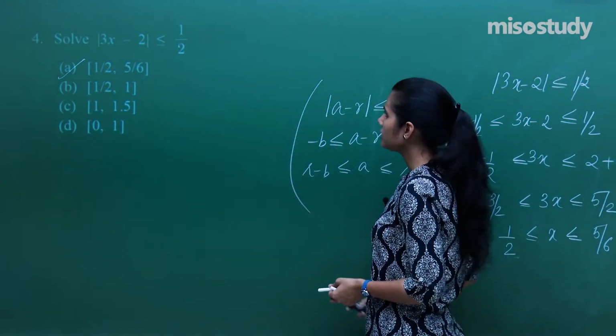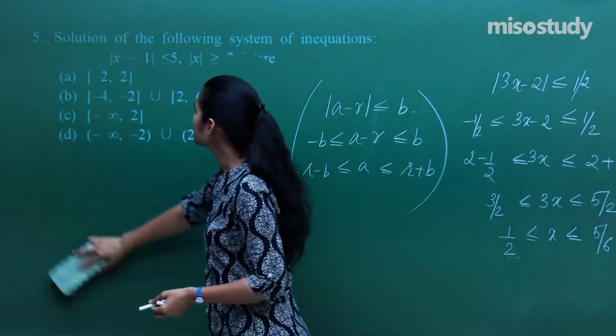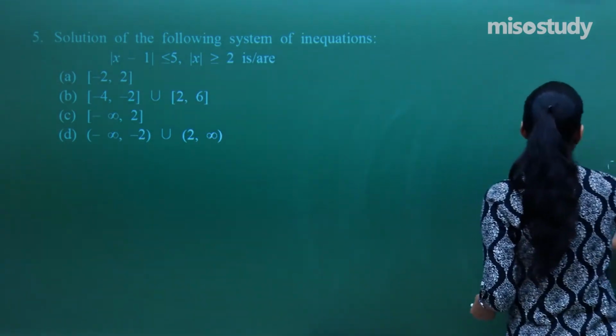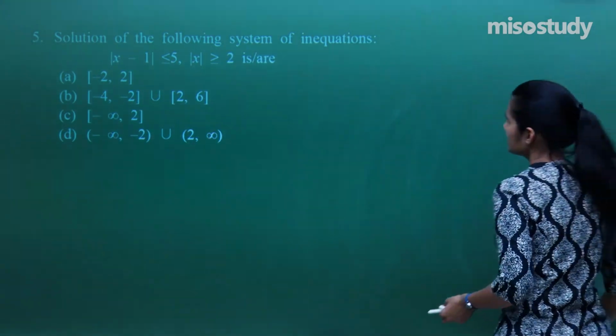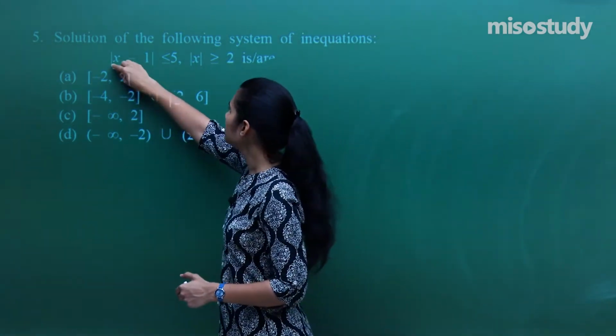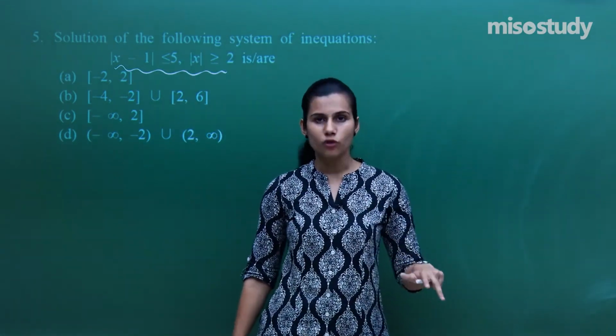Now I have the next one: solution of the following system of inequations. So there is a system of inequations again involving modulus. So let's talk about that. What does it say? It says mod of x minus 1 is less than or equal to 5. The solution of the system is the intersection of the solutions of the inequations involved in the system.